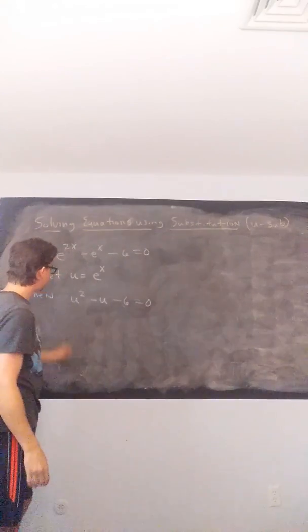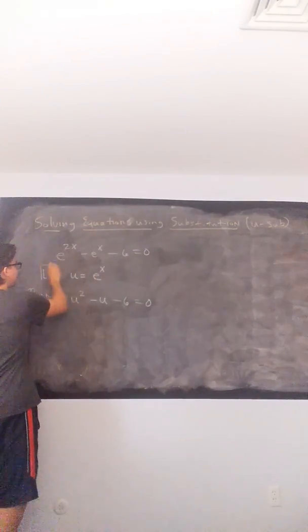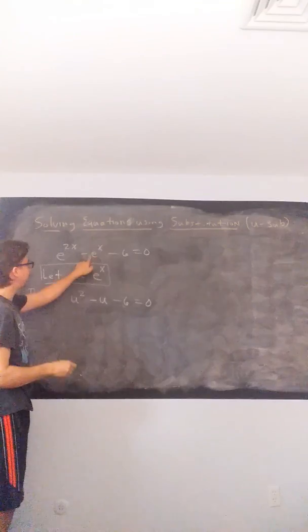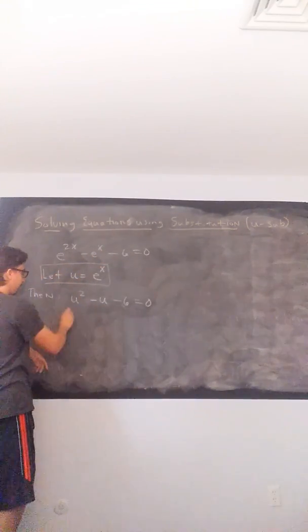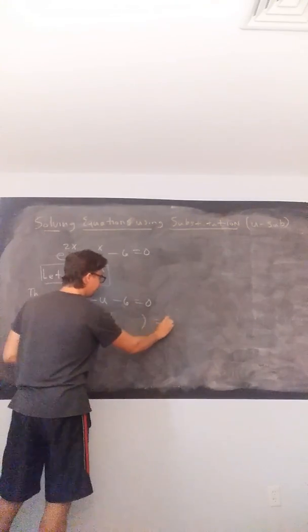Okay? So again, we made this substitution right here. U is e to the x. We typically go after that middle term. Now let's go ahead and solve this. This is a very good factoring problem.